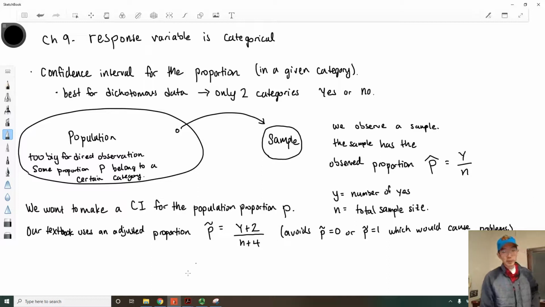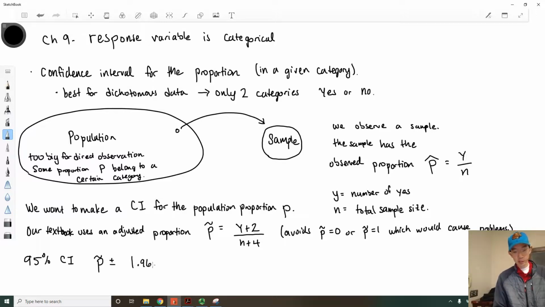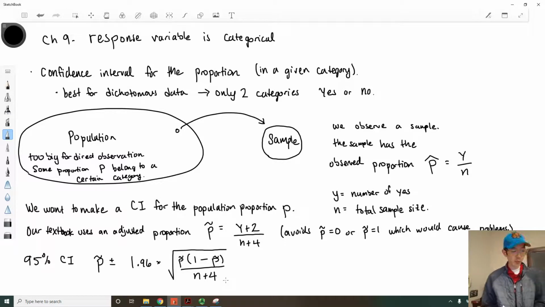All right. Okay, so if you have this, then the 95% confidence interval is going to be this adjusted proportion plus or minus 1.96 times the square root of p tilde times 1 minus p tilde, divided by n plus 4.